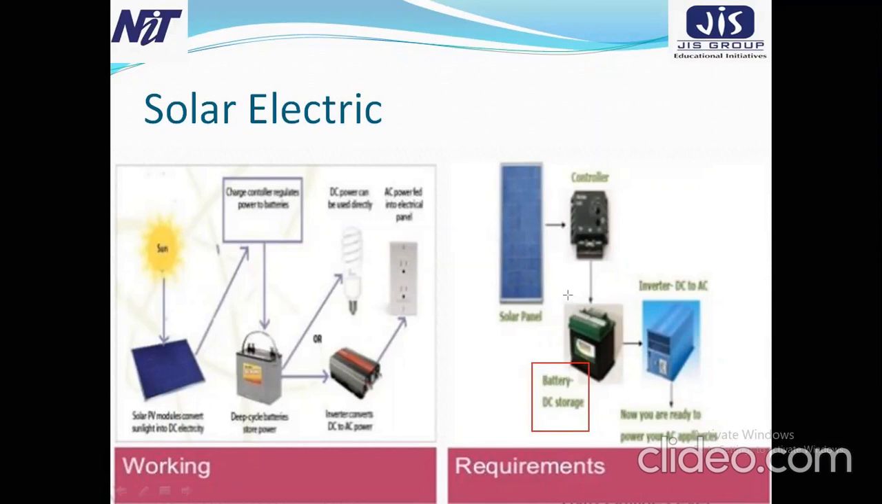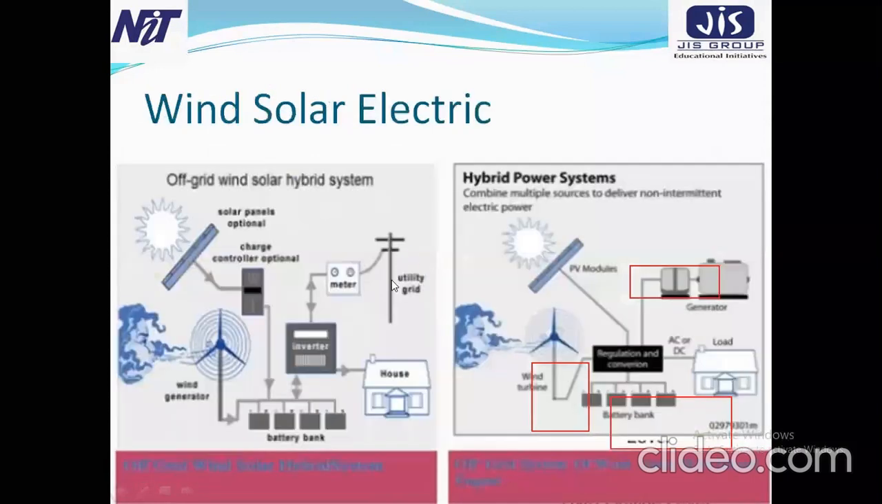The charge is in charging condition, and at night we can also use this charge for running our fan, light, and different electrical and electronic devices. Then the inverter helps to convert the power from DC to AC, and now you are ready to power your AC application after converting from DC to AC. So these are the basic requirements, and this is the working principle of the solar electric system.